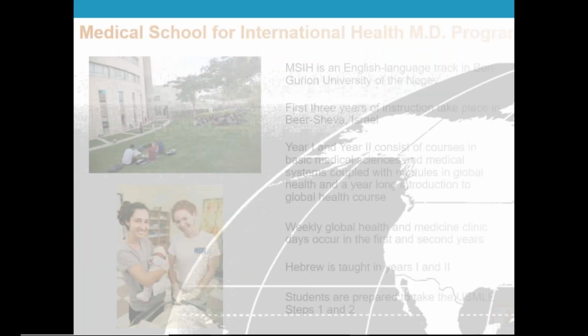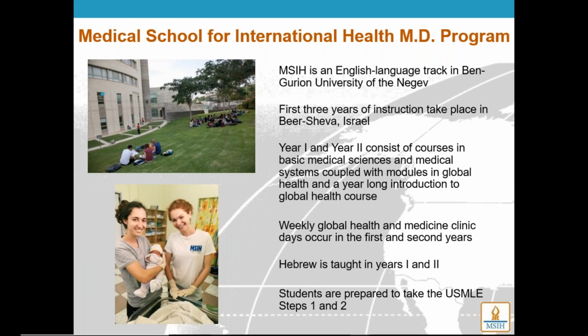MSIH students spend the first 3 years of study in Beersheba, Israel. Then they go on to conduct fourth-year clinical electives at Columbia University Medical Center here in New York City and other institutions in the United States and Canada. Year 1 and Year 2 consist of courses in basic medical sciences and body systems, very similar to the core curriculum of most medical schools.